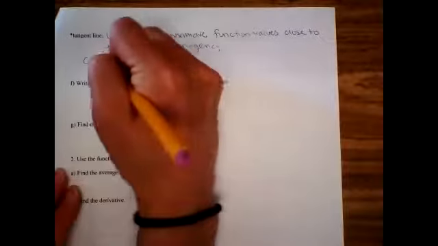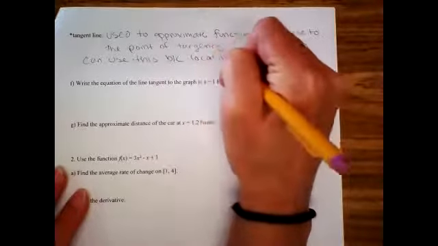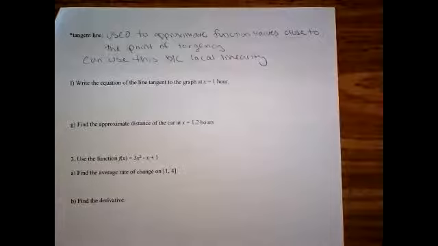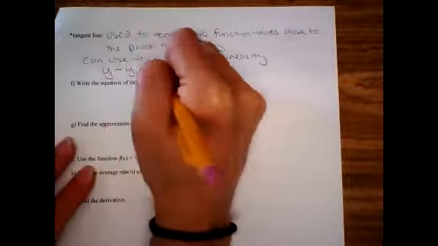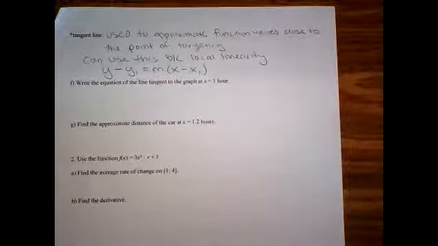You can use this because of what's called local linearity. Local means close to, and it means if you get really, really close to that point, the graph will look linear. Like if you zoom in far enough on a point, it will look linear and it's close enough. You just can't get really far away from the point of tangency. All right, and we're going to use point slope form, which is y minus your y value equals your slope, x minus your x value.